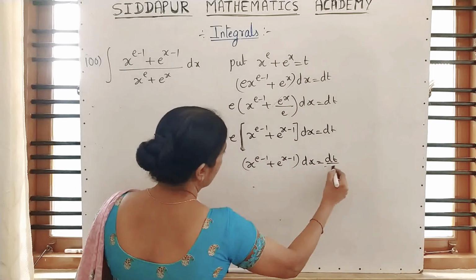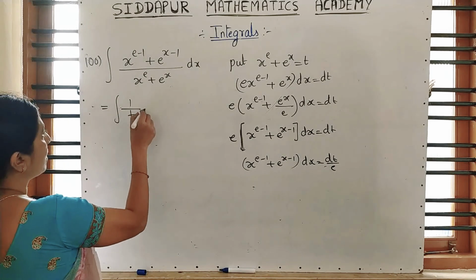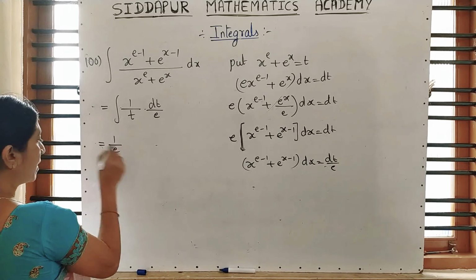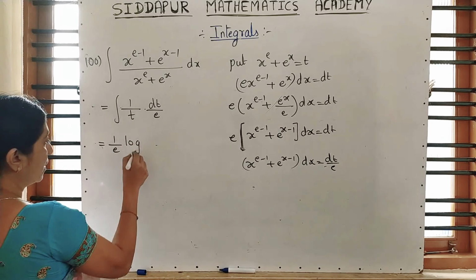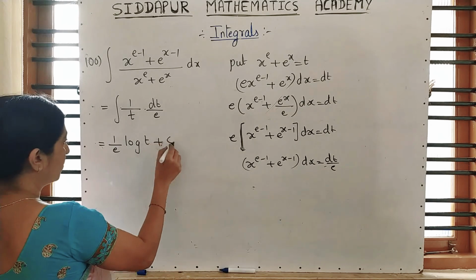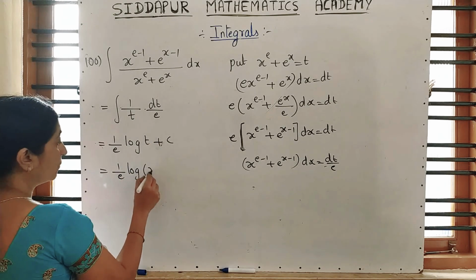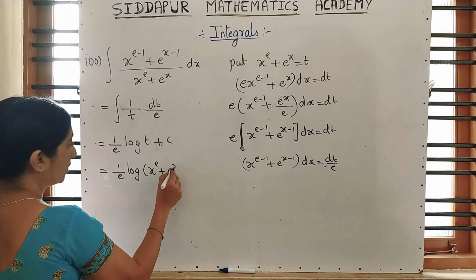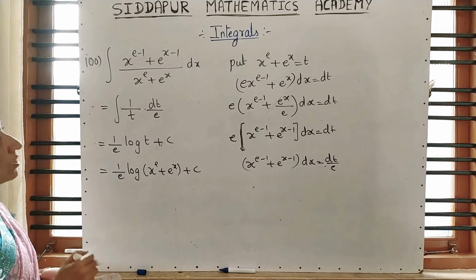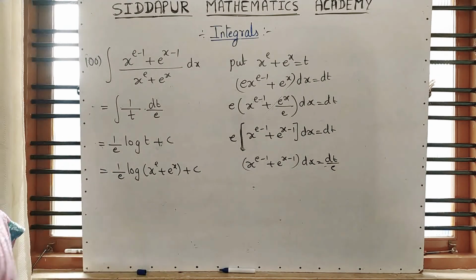dt by e. 1 by t into dt by e. 1 by e is constant, write it outside. It is log t to the base e plus c. Write down that e value. x raised to e plus e raised to x plus c. Is it simple or what? I will explain 10 more examples related to this method only.